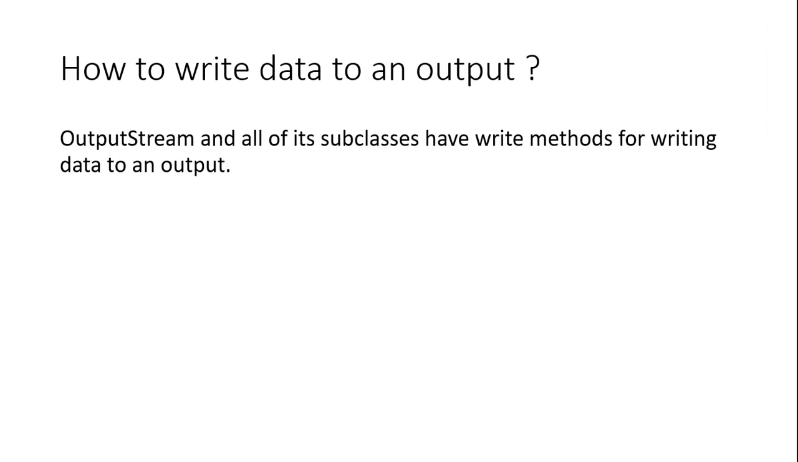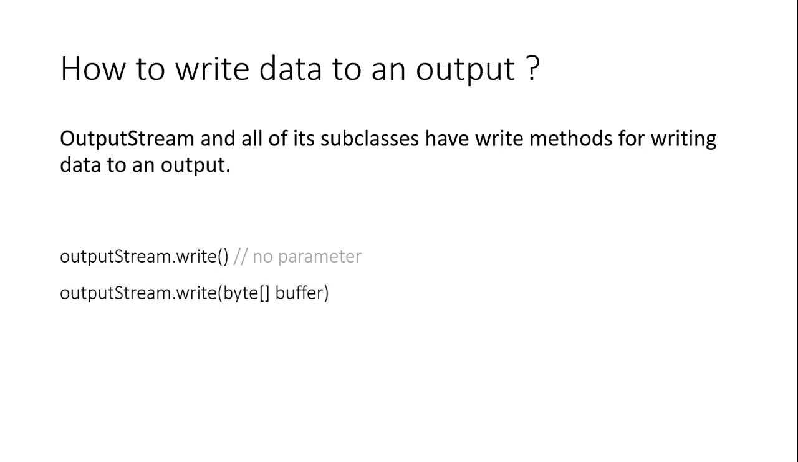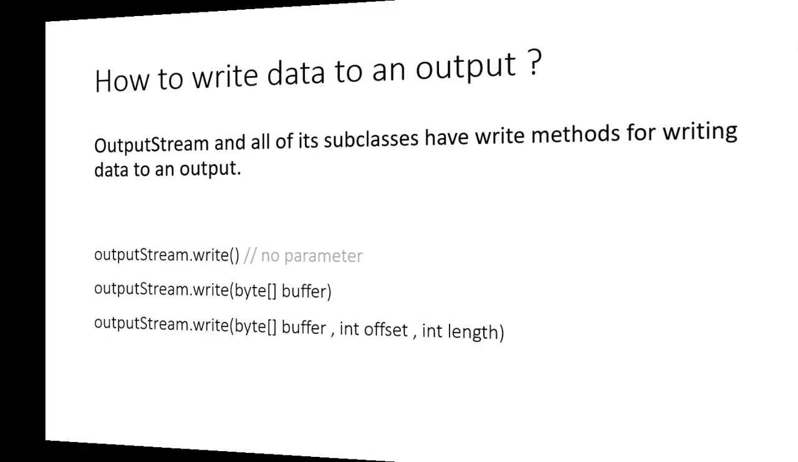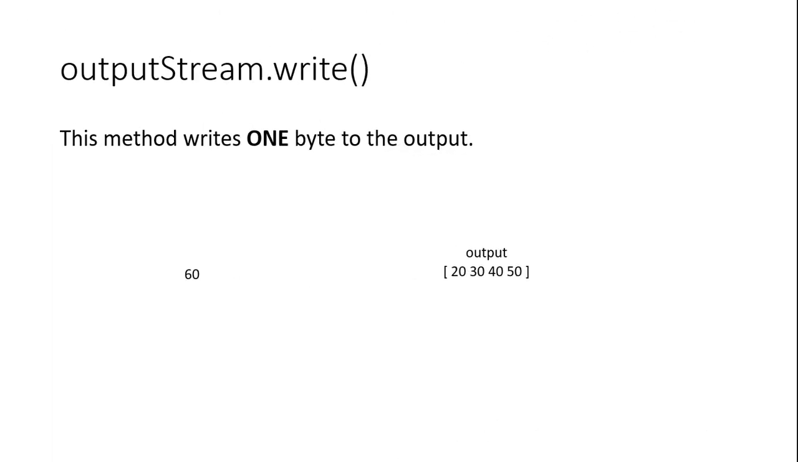Now, let's see how to write data to our output. OutputStream and all of its subclasses have write methods for writing data to an output. The first one gets no parameter. The second one gets a byte array as parameter. The third one gets an array of bytes, offset, and length as integers. The first write method writes 1 byte to the output. When we call write, it writes the given byte to the output.